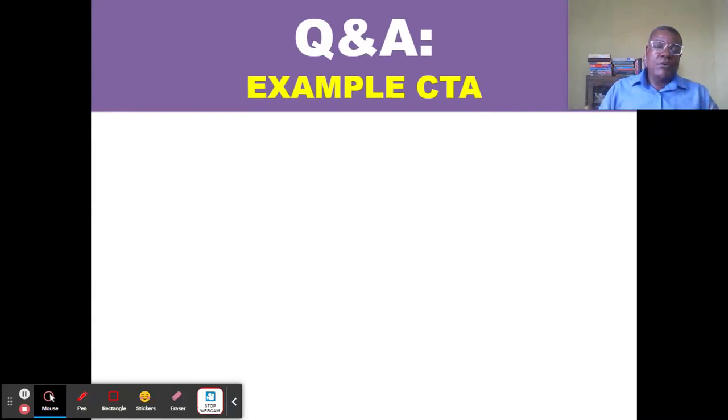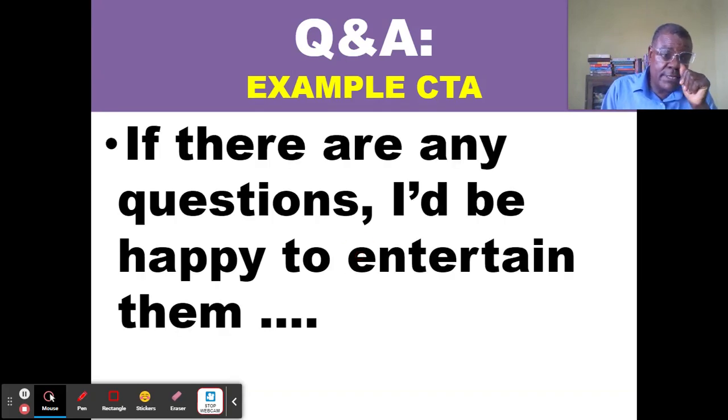And once you have concluded, you must come up with a call to action to let the audience know that now they can begin to ask questions. If your presentation requires the Q&A, questions and answers, then you must come with a clear call to action. That's what we mean by CTA. For example, if there are any questions, I'll be happy to entertain them.